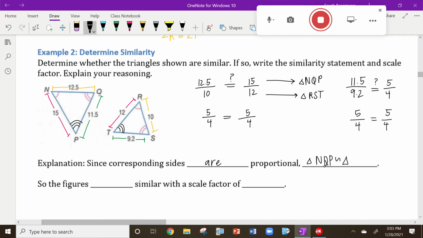Now we have to be careful. Double check. N corresponds to R, so I have to use R first. Q corresponds to S, so next I will put S, and finally P and T correspond. So the figures are similar with a scale factor of 5 over 4. Since that's the proportion of all my sides. Pause the video and see if you can try the practice problem below.